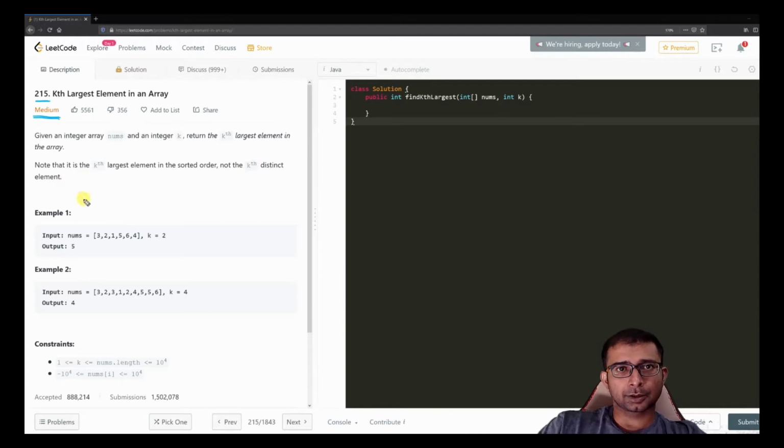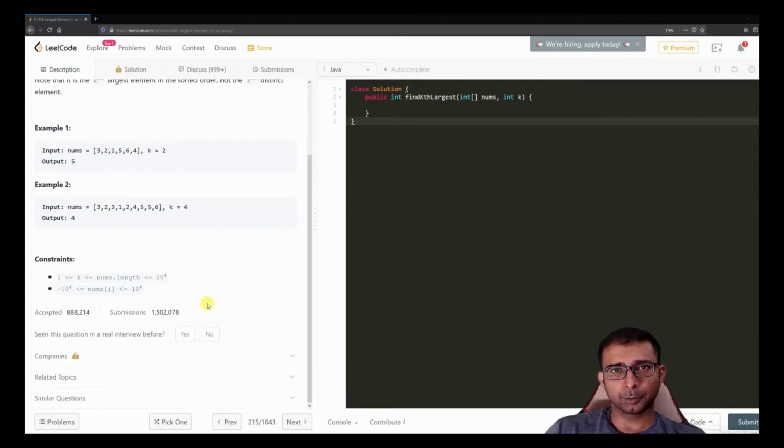Okay. So we have some examples over here. Let's look at them and understand them in a little more detail. Here we have an array with elements like 3, 2, 1, 5, 6, 4. And we need to find the second highest element. If you look at this array, the first highest is 6, and then the second highest is 5. So we need to return this 5. So the output is 5.